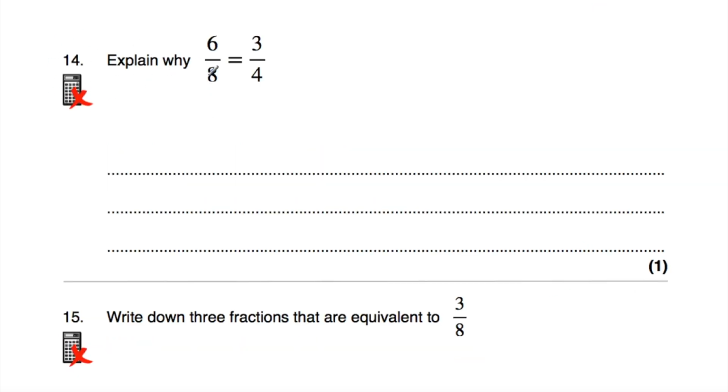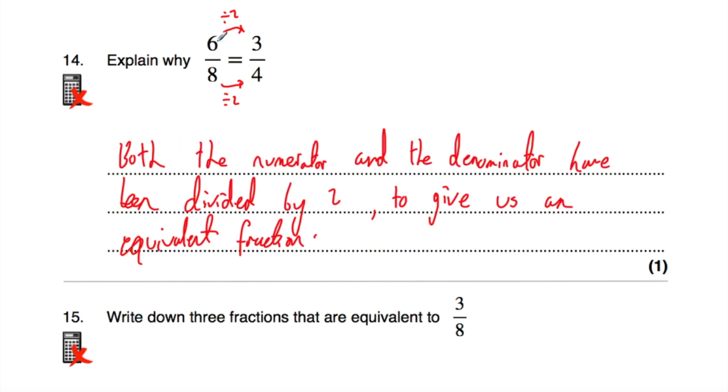Question number 14 says, explain why 6/8 is equal to 3/4. Well, as you can see here, we've divided the numerator by 2, and the denominator has been divided by 2 as well. And if we divide both the numerator and denominator by 2, we'll get an equivalent fraction. So they're equal to each other. So that's how I've just explained that both the numerator and denominator have been divided by 2 to give us an equivalent fraction, which is 3/4. Okay, let's look at our next question, question number 15.